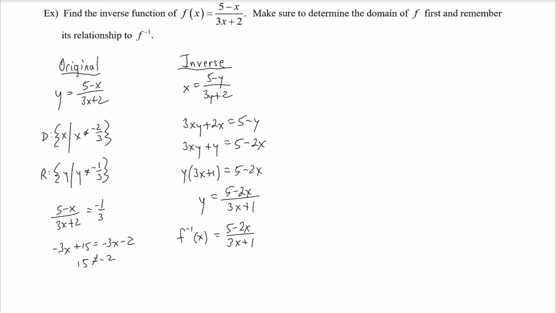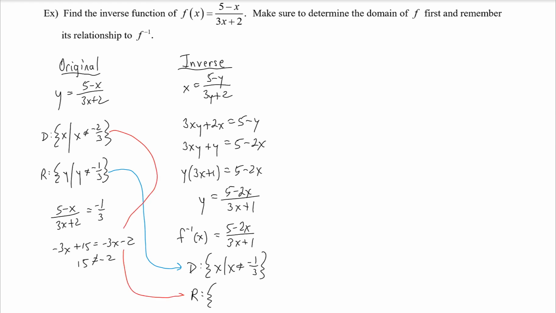And then I want its domain and range, but look, I don't have to do any work. The original range is now this thing's domain. All the y's became the x's, so it's x such that x can't be negative 1/3. And then I don't have to do any work for the range because the original domain is now this one's range. The original x's became the outputs over here, so y can't be negative 2/3.